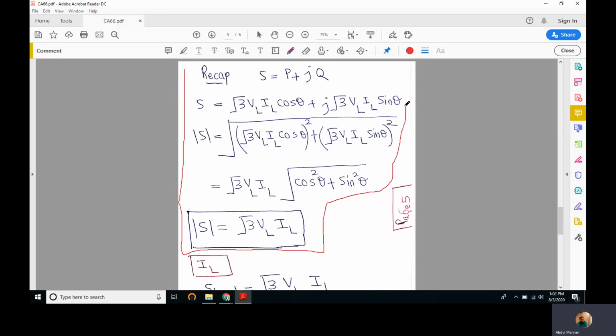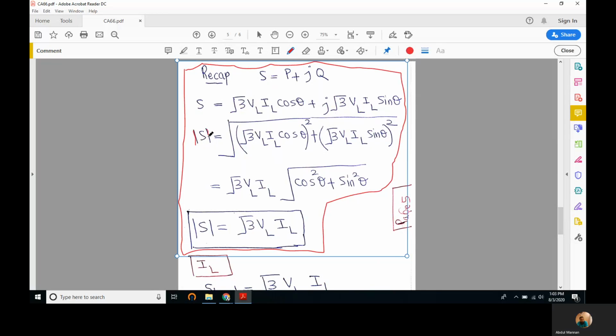We know that S is a complex number, which is P plus minus jQ. And we can also write P as square root of 3 VL IL cosine theta. We studied that this is the three-phase power, the active three-phase average power. This is the expression for three-phase reactive power. When we find the magnitude of S, this is the magnitude of S.